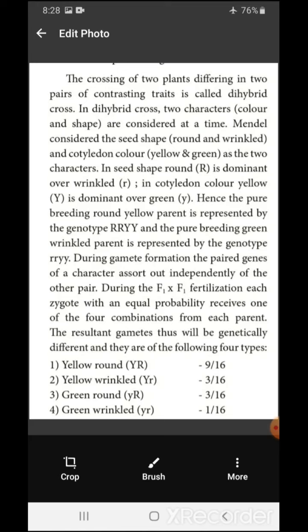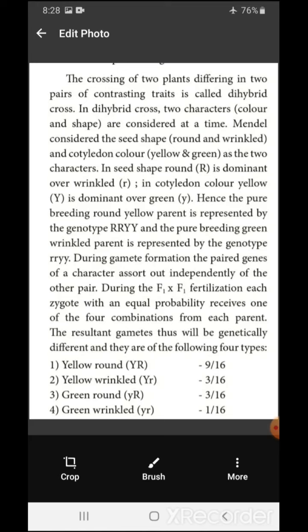Yellow round, capital Y, capital R, the seeds are round with the yellow cotyledon. Whereas wrinkled yellow, small r, capital Y. Then round green, capital R for round, small y for green. Whereas wrinkled green, small r for wrinkled, small y for green. So we are getting different types of gametes from the F1 generation. We are getting the 4 types of gametes.